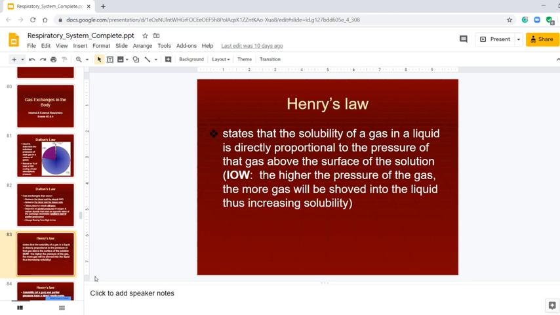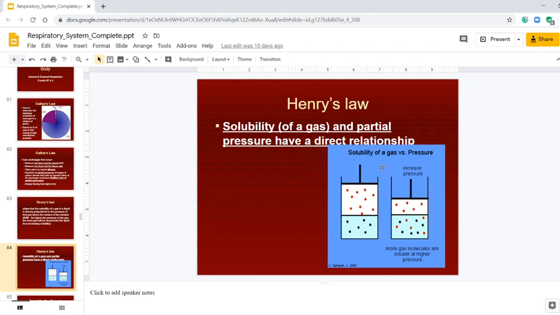So when we talk about that, here we are. We have our solution down here. We have our gas up here. If we increase the pressure, that's what it's doing. So this is kind of like Boyle's law. You decrease the volume and you increase the pressure. So if we increase the pressure, we're going to drive those gas molecules into the solution.